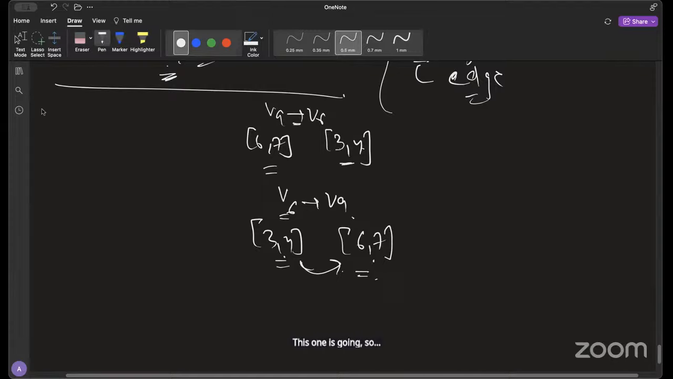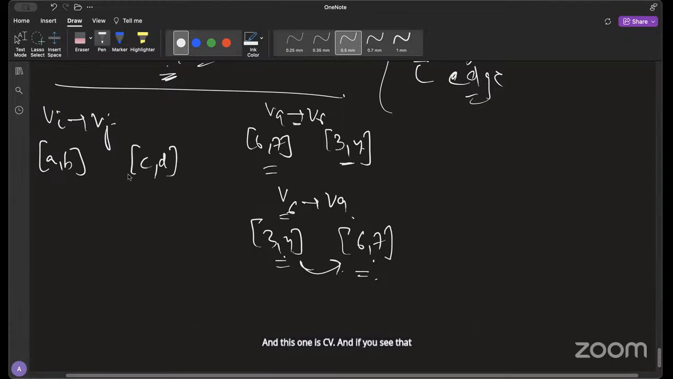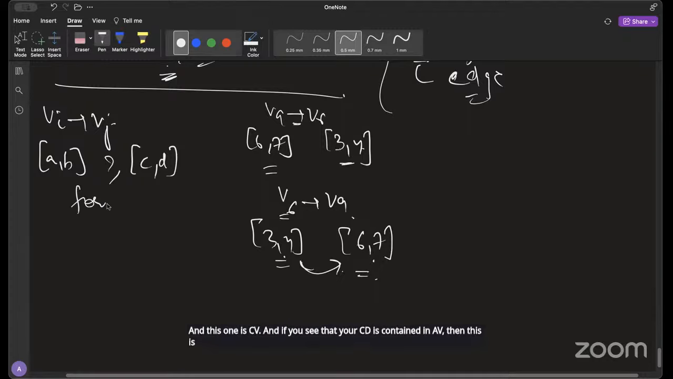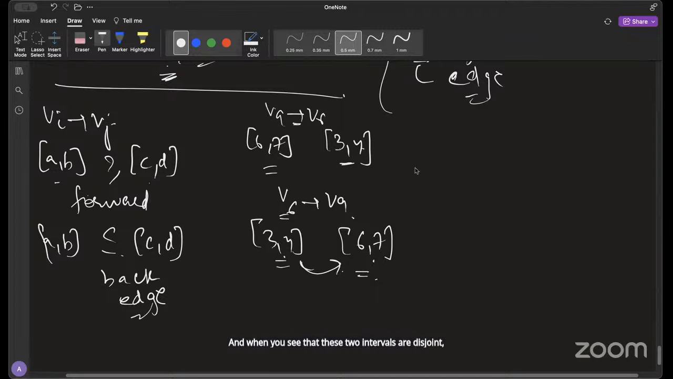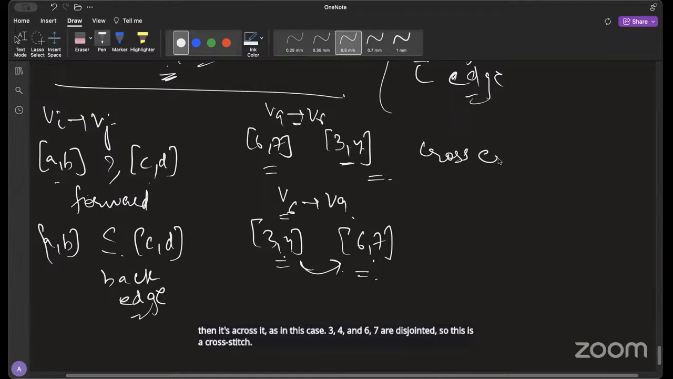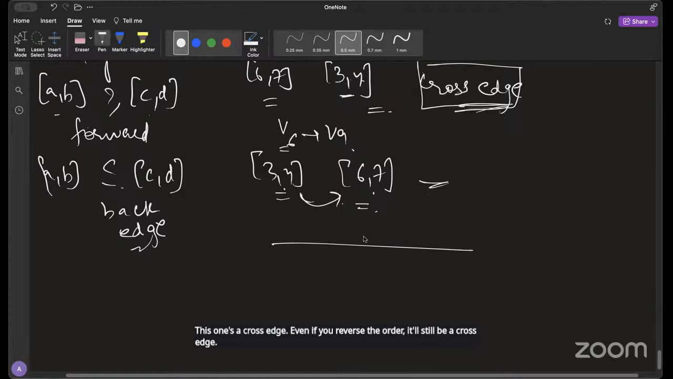So all I'm trying to say is if you're going from VI to VJ and you see the starting vertex, let's just say this is AB and this one is CD. And if you see that your CD is contained in AB, then this is a forward edge. And if AB is contained in CD instead, then it's a back edge. And when you see that these two intervals are disjoint, then it's a cross edge, as in this case. 3, 4, and 6, 7 are disjoint, so this is a cross edge. Even if you reverse the order, it will still be a cross edge. Is this part fine?